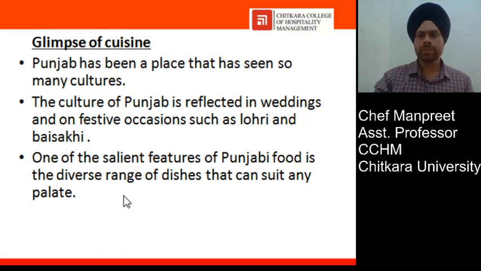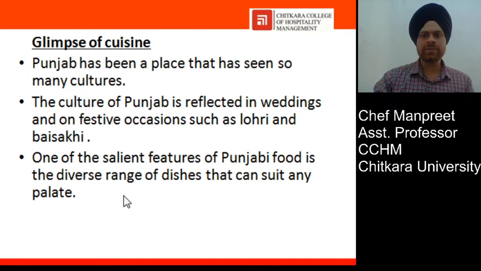As far as a glimpse of Punjabi cuisine is concerned, Punjab has been a different place that has seen so many cultures. You can see their culture in the wedding functions and in festive occasions also. Their Lohri and Baisakhi are occasions which are very vibrant in nature. You can see their culture, their eating habits and their Punjabi diversity in their weddings as well as in their occasions and functions.